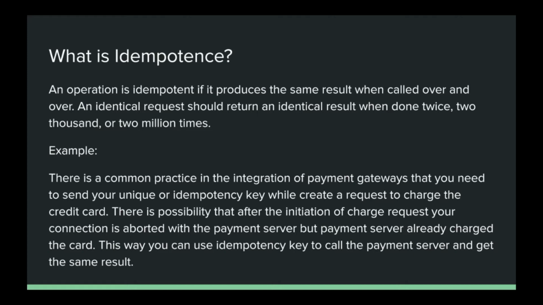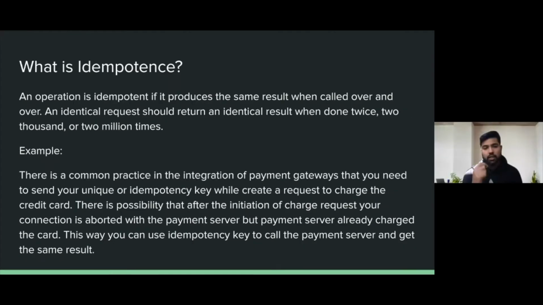Okay. Just to elaborate a little bit, I have one example. There is a common practice in the integration of a payment gateway that you need to send a unique idempotency key while creating a request to charge the credit card. Now, if I am a customer, I click on a certain button twice, or due to some system issue I start the transaction twice. If I am charged 2 times, I will not be happy about this situation. Whereas in computer science, these things happen. You get multiple calls of the same thing. So how to handle this?